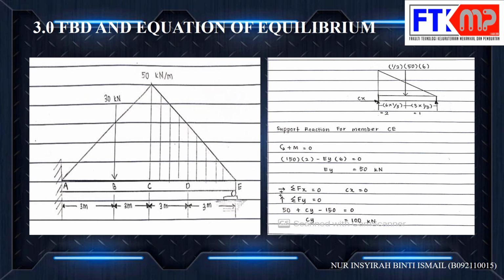First, we change the distributed load to a concentrated load and determine the magnitude of the concentrated load. Then we determine the centroid, and then we draw the FBD with the support reaction forces indicated as shown on the slide. So we want to find E, then we use 150 multiplied by 2 minus Ey multiplied by 6 equal to 0, and then we get 50 kilonewton. After that, we want to calculate the force at C. So summation Fx equal to 0 and Fy equal to 0. We insert the values into the equation, which is 50 plus Cy minus 150 equal to 0, and then we get 100 kilonewton.